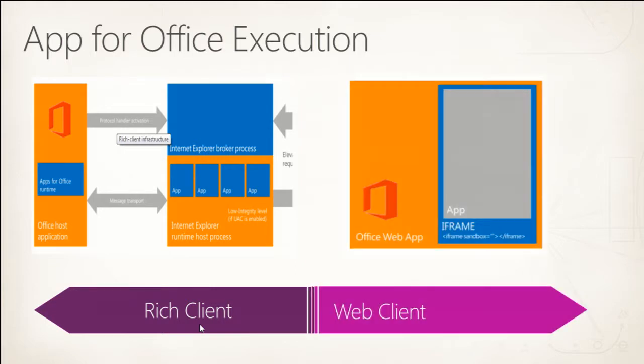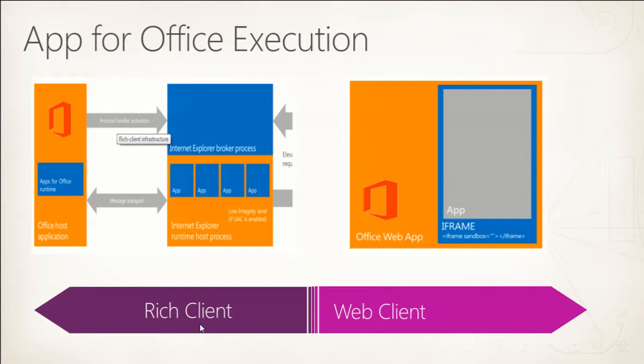Next, we move to the web. So on the client, we went from a separate out-of-proc situation where we essentially just did inter-process or external process communication. When we move out to the web, apps for Office are activated in an iframe. And that iframe is supported with the sandbox attribute.